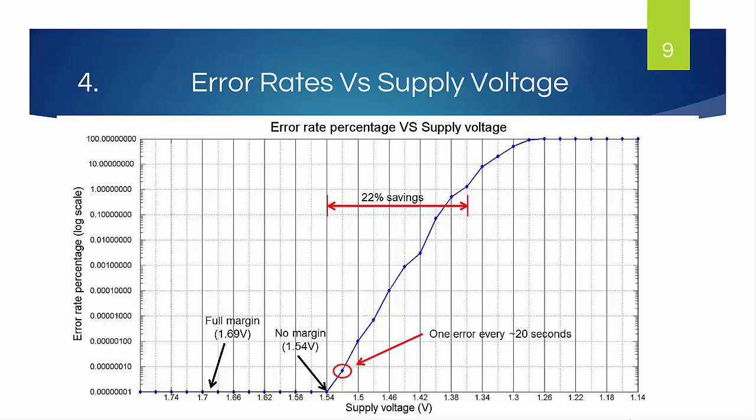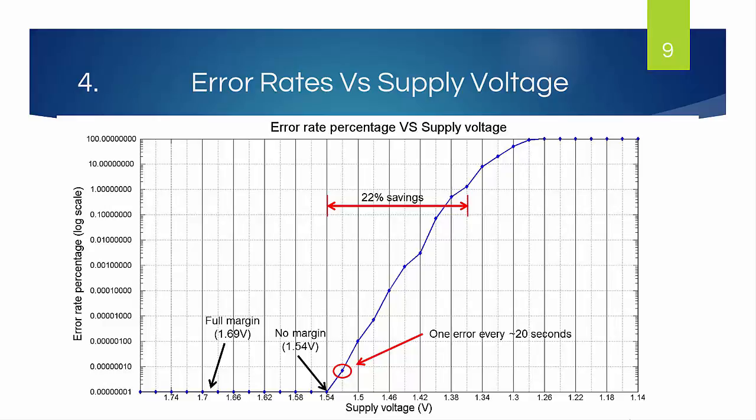At 1.52 volts, the error rate is approximately 1 error every 20 seconds, or 1 error per 1.8 billion multiplier operations. As the voltage continues to drop, the number of internal multiplier circuit paths that cannot complete within the clock cycle increases, along with the error rate. The circuit under test experienced no errors until voltage had dropped 150 millivolts below the full margin voltage.